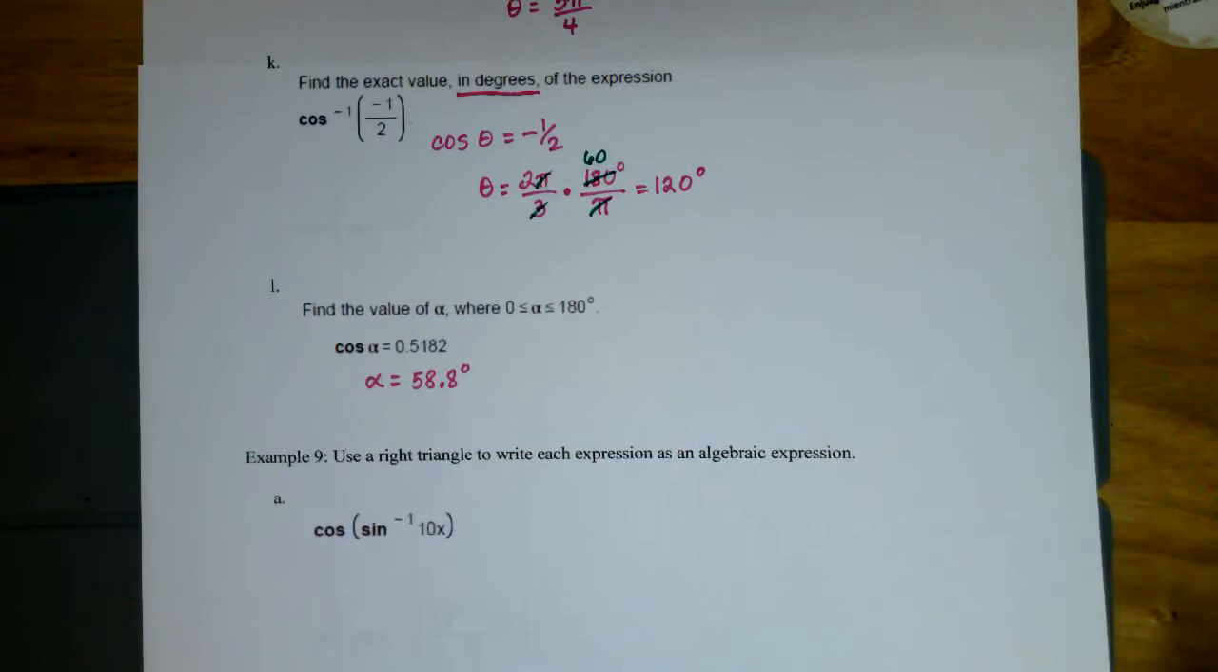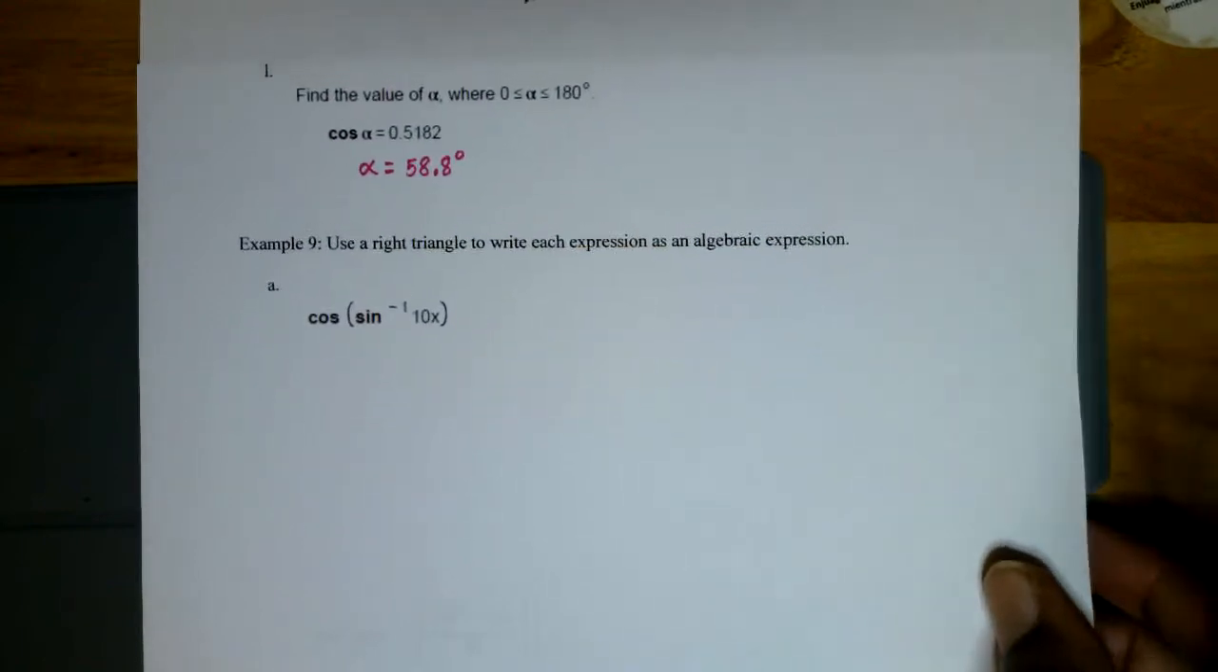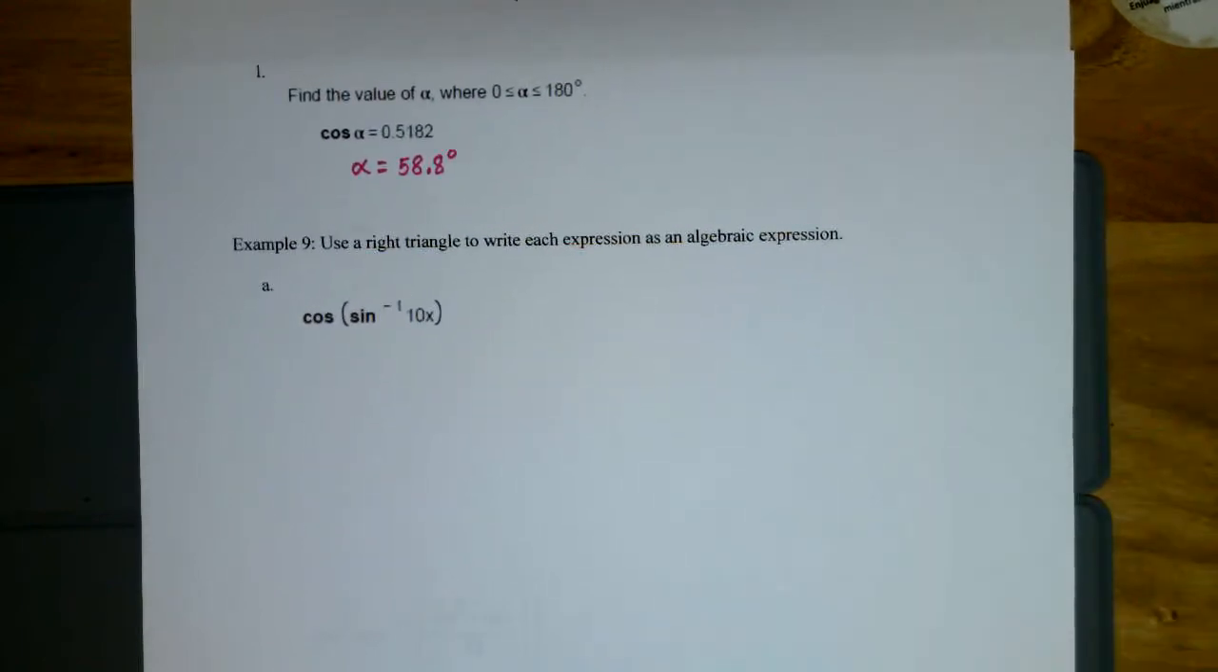Okay, now let's look at example 9. And there are 3 problems that I have in this video where you're going to be using a right triangle to write each expression as an algebraic expression. You're going to create a right triangle and you're going to write each expression as an algebraic expression. Like in part A, you got the cosine of the inverse sine of 10x. So we're going to come up with the algebraic expression for that.